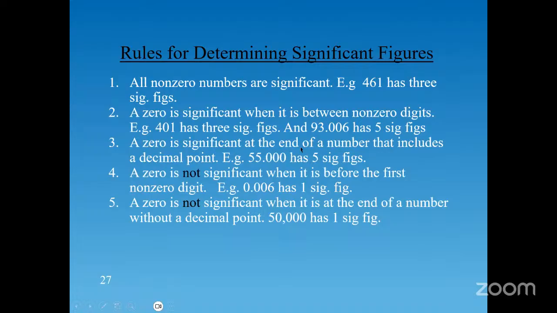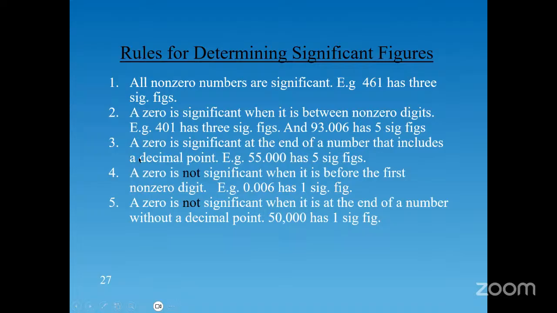And even if you have more than one zero sandwiched between non-zero digits on either side, those zeros will be significant. So for example, 93.006, these two zeros are significant because they're sandwiched between the 3 and the 6. So therefore, the total number of significant digits here would be 5, all right?